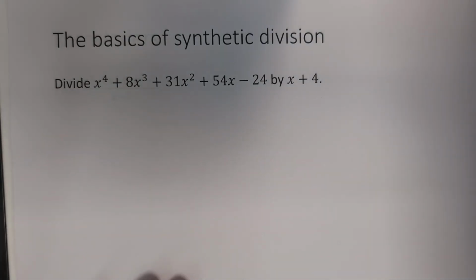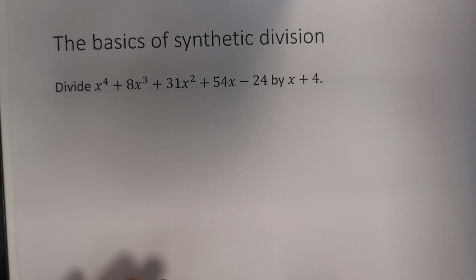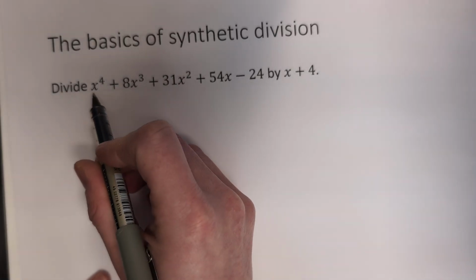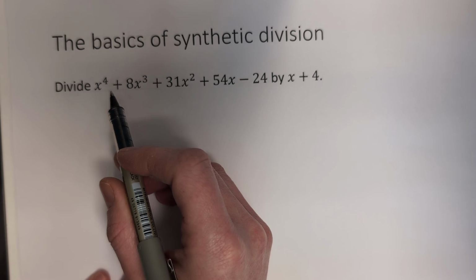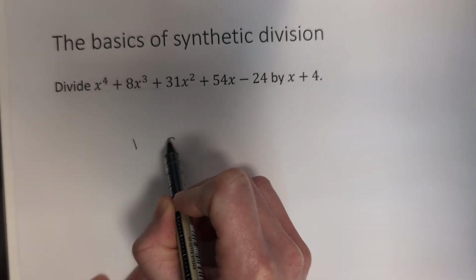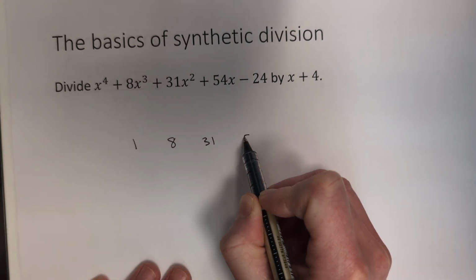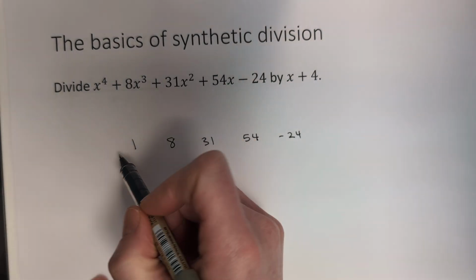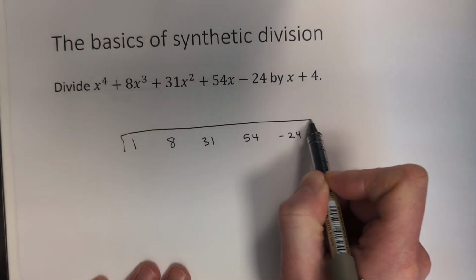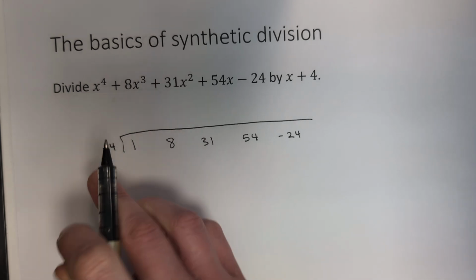So here's a pretty simple problem to show the basics of synthetic division. I am going to write just the coefficients of each of these in order. If something is missing, then I need a placeholder with 0. So 1, 8, 31, 54, negative 24. There were no terms missing. And I'm going to divide that by x plus 4, which means the root is negative 4.